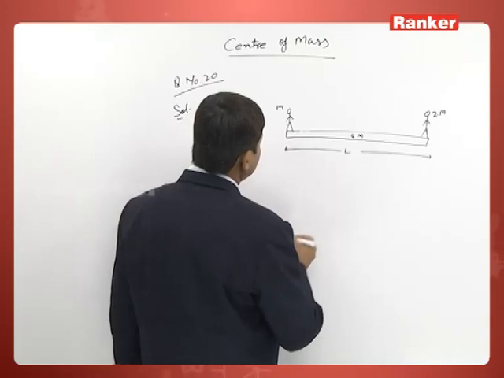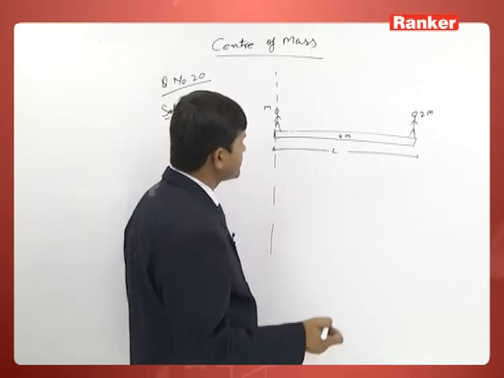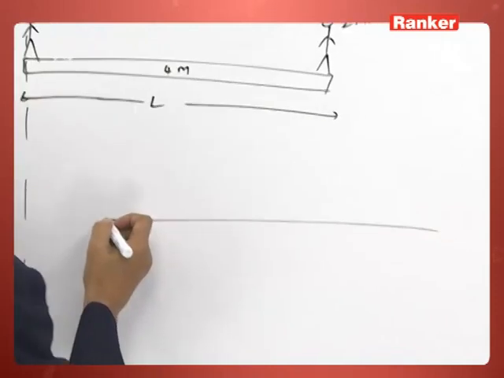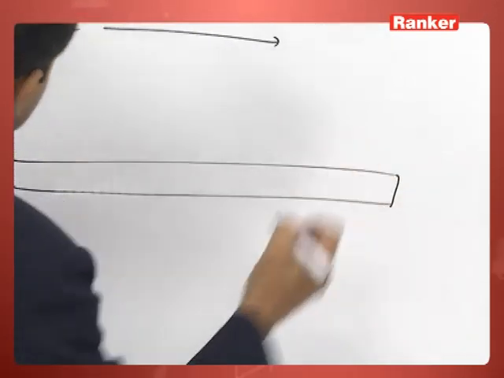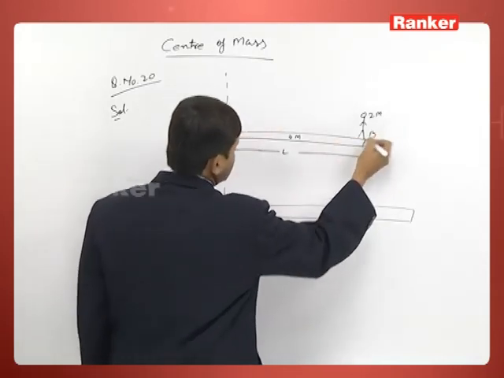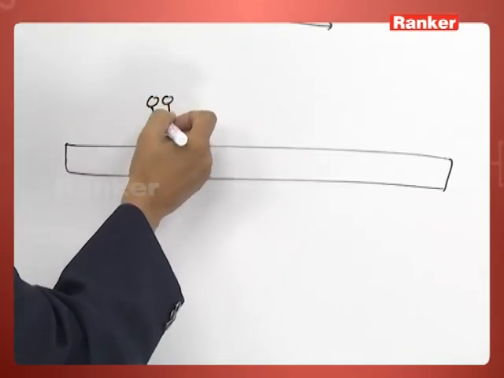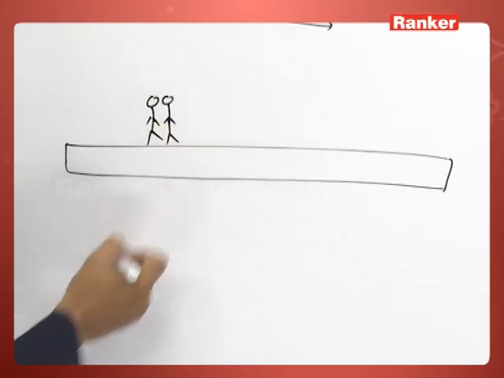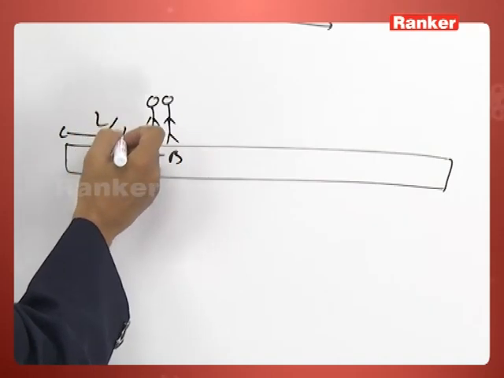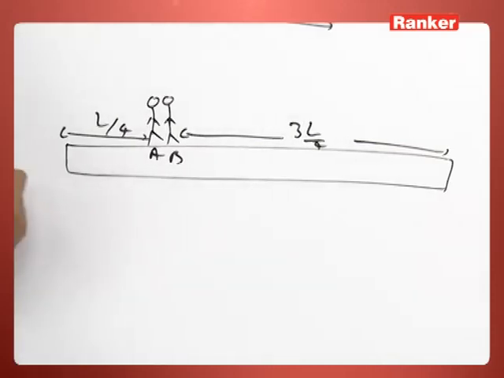Let, for example, this is the initial position here. So when both of them are meeting, this is your man A and man B. The man A and man B both are here. A has travelled L by 4, B has travelled 3L by 4. And let the displacement of the boat be x.